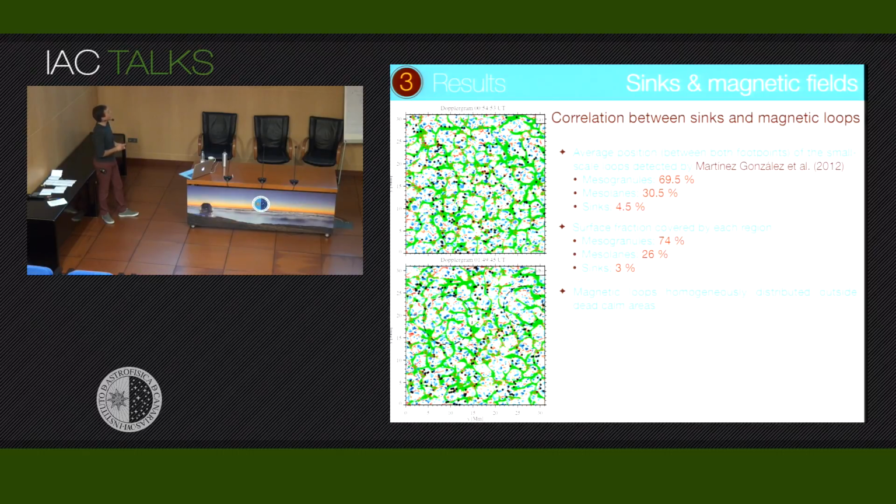We find that roughly 70% of the loops are located at mesogranules, 30% at mesolanes, and only 5% at sinks. These fractions are almost of the same order as the surface fraction that covers the different areas. So we conclude that the small-scale loops do not show any preferential distribution at mesogranular scales, as the strongest magnetic elements do.